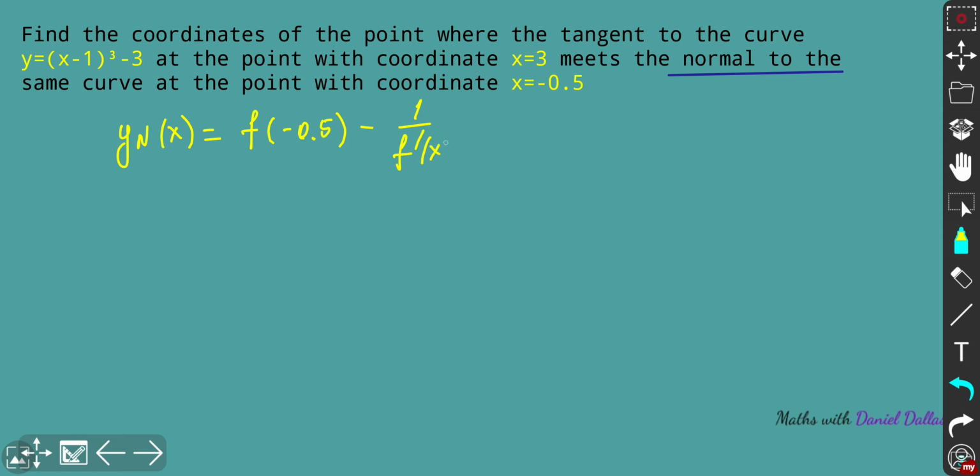So this f prime is going to be the reciprocal with a minus sign, because the normal is perpendicular to the tangent, so it should have the reciprocal gradient, according to the theorem for two perpendicular lines. And then we take away x minus 0.5, so that means plus 0.5 finally. Right now, I'm just going to find negative 1 over f prime of negative 0.5. That's our target for now.